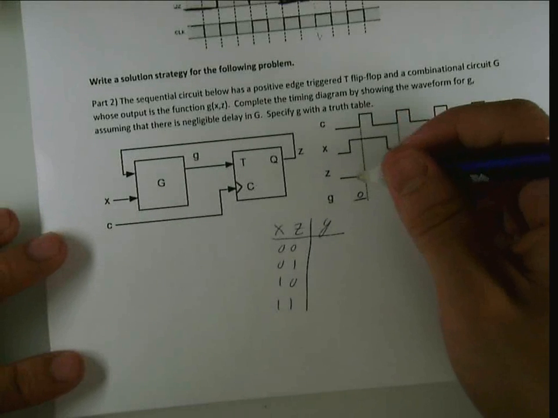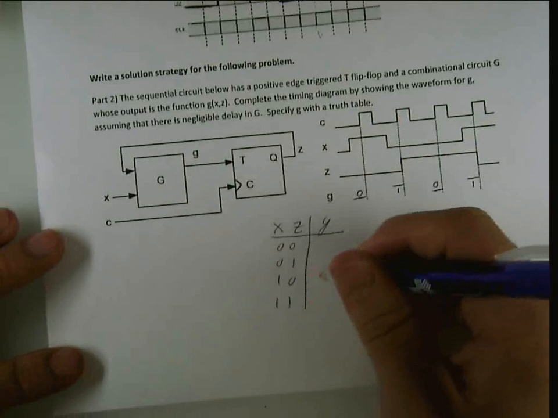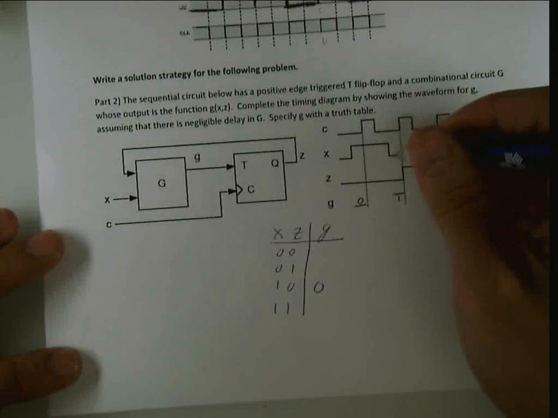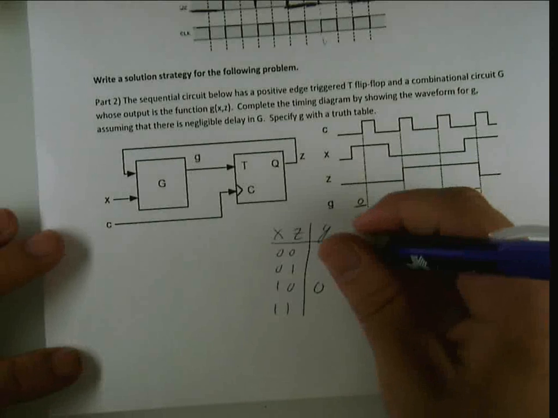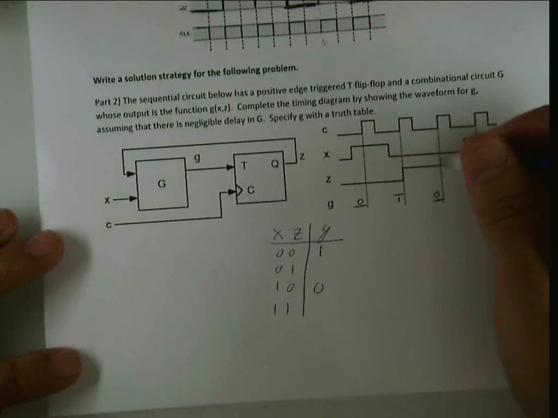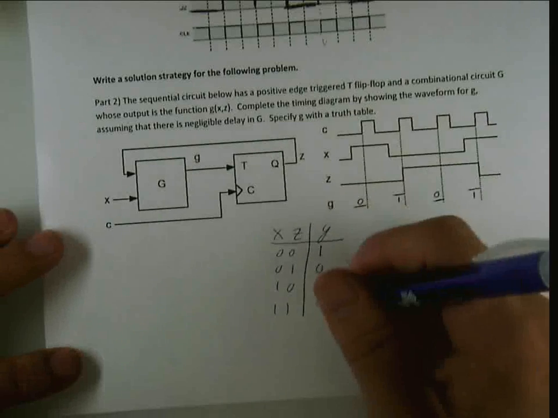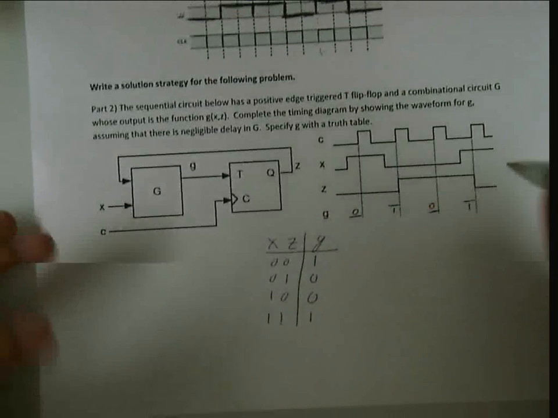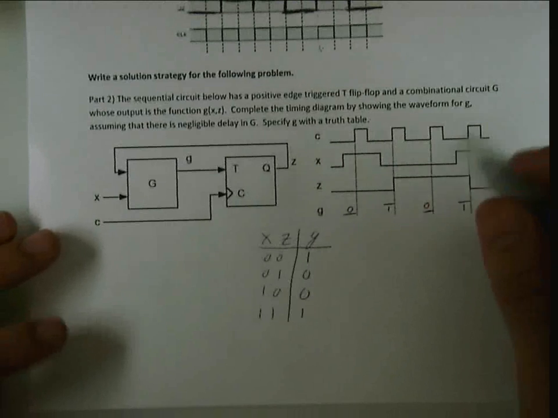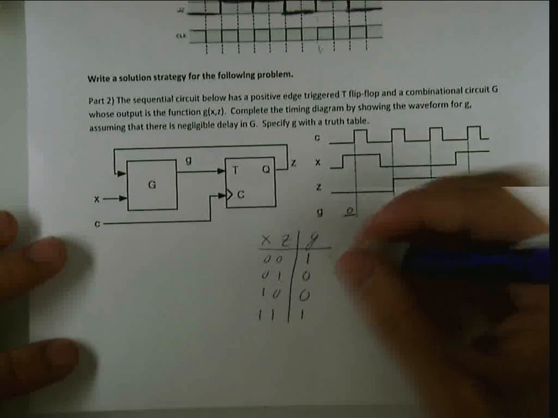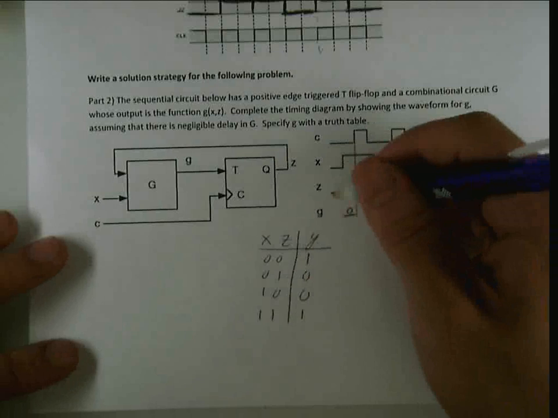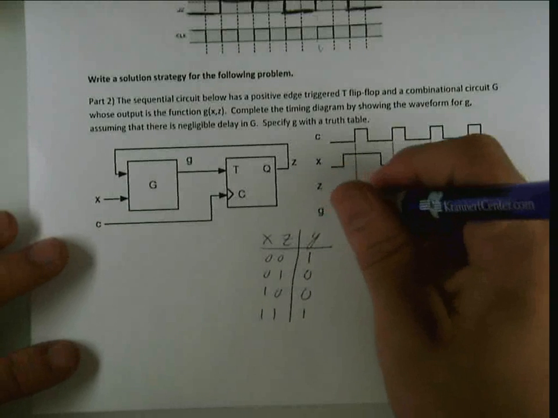X is 1, Z is 0, I get 0. So X is 1, G is 0, I get 0. X is 0, 0 gets me 1. 0, 1 gets me 0. And 1, 1 gets me 1. So I've got a NAND, an XOR. And so here I've got Z is 0, X is 0, Z is 0, which should be a 1.